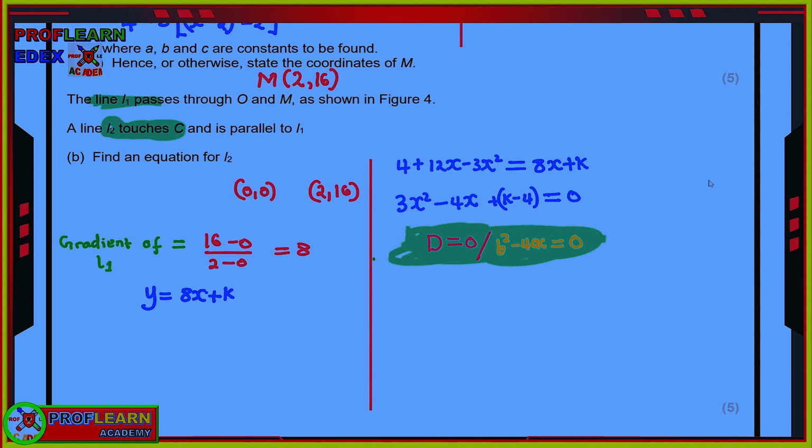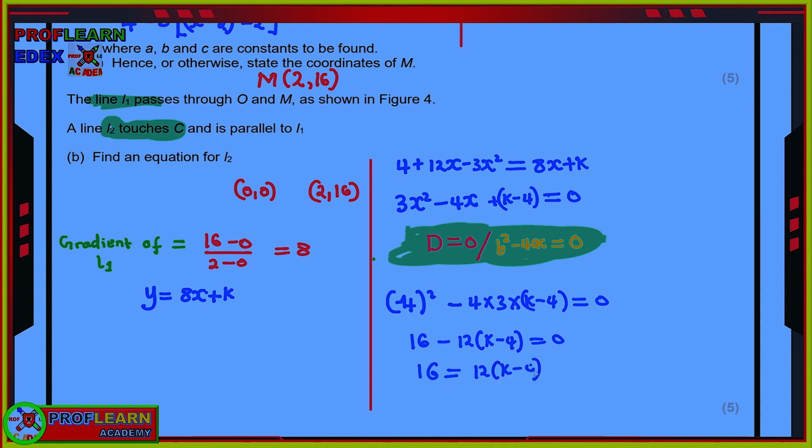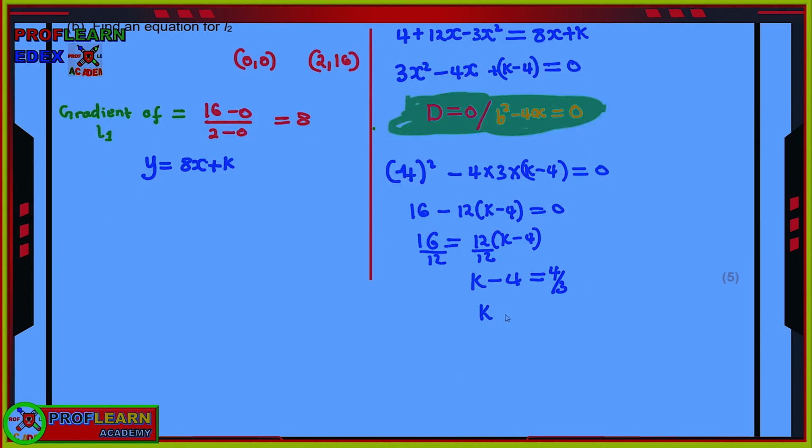So let us now proceed so that we can work out the discriminant. Working out the discriminant, you can see if we put the like terms together and simplify this, our k is going to translate to 4 over 3 plus 4, which definitely becomes 16 over 3 as our final answer. All right, I believe you have understood. We can now write the equation of L2 because we have already gotten the value of k.